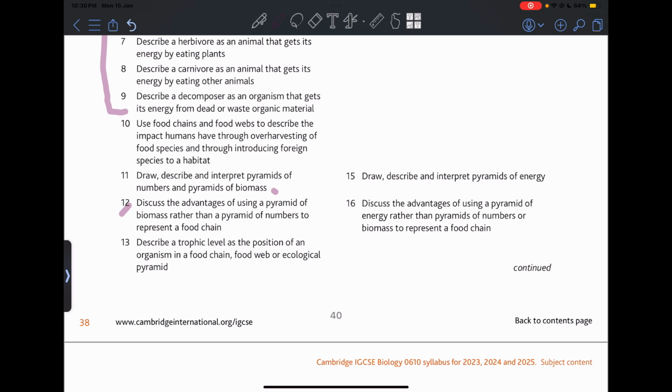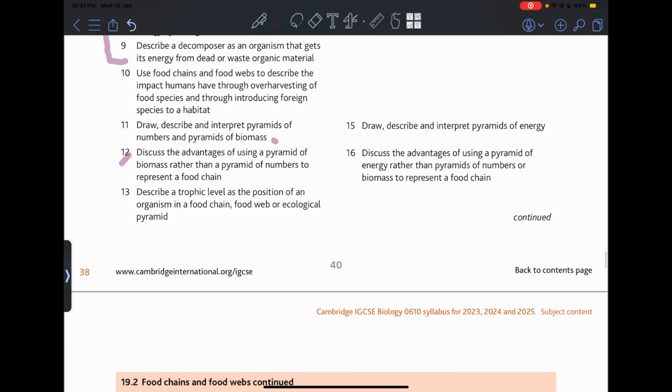Number 12 says, discuss the advantages of using a pyramid of biomass rather than a pyramid of numbers to represent a food chain. A pyramid of numbers is not as accurate as a pyramid of biomass, because sometimes there are high numbers of producers and there are not a lot of consumers, so it's not really accurate. It will not show the amount of accuracy that a biomass does.